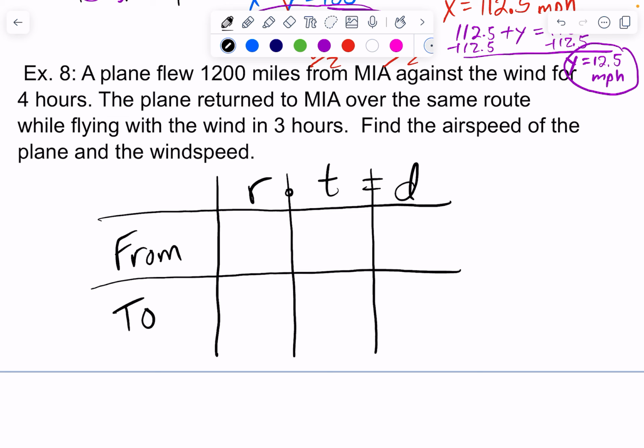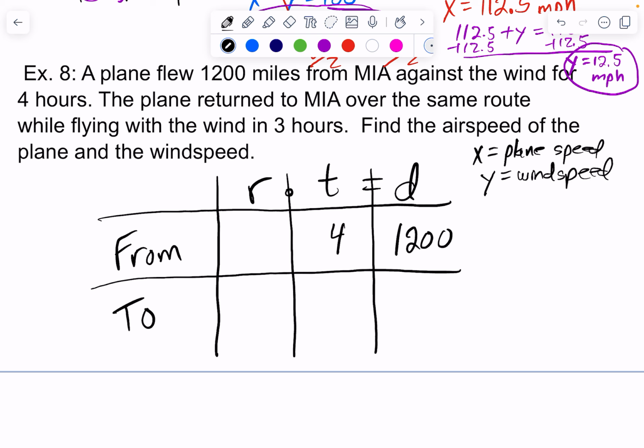And on the from trip, we traveled 1,200 miles against the wind for 4 hours. So let's go ahead and call x my plane speed, and let's call y my wind speed. So if I'm going against the wind, it's my speed minus the wind speed. And then on the return trip to Miami, I flew the same distance for 3 hours, but going with the wind, so that was adding to my speed.